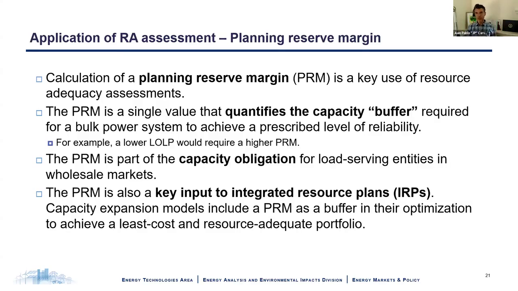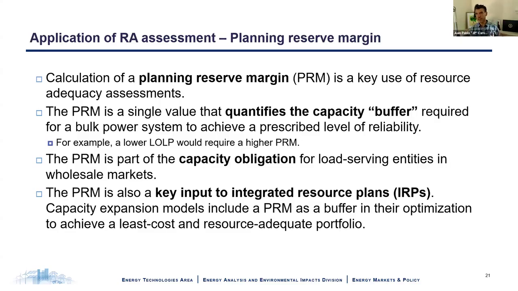As you can also infer, there is a tight connection between the metrics that we were just covering and this buffer. A lower loss of load probability will require a higher planning reserve margin. Similarly, if I want a lower amount of loss of load hours, I also need a higher planning reserve margin, with specific technologies that are able to operate for enough hours to avoid interruption.